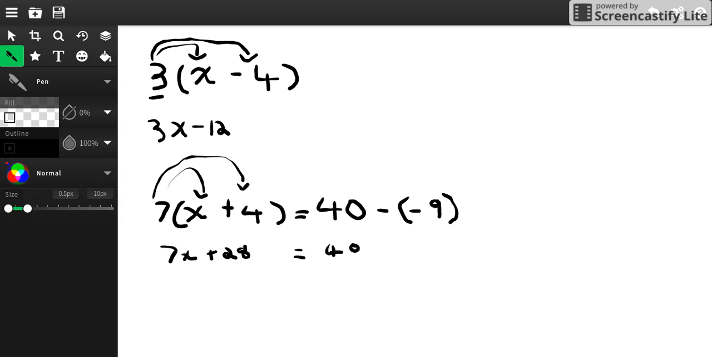And now what we need to do is solve it as we would solve a traditional two-step equation. So we get rid of that constant of positive 28, and to do that we subtract 28. And we subtract 28 on this side as well. Okay then. So our new equation is 7x, the plus 28 minus 28 canceled out, is equal to 49 minus 28, which is 21. Now we divide both sides by the coefficient, which is 7.